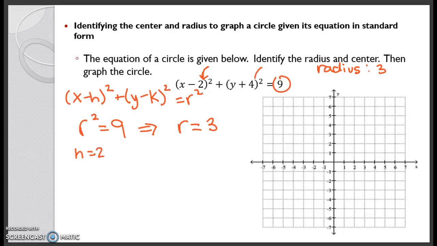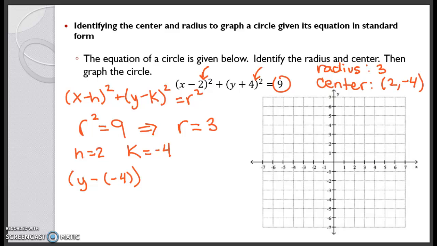What about this one? y plus 4. Our equation is always y minus k. So how do I get a plus 4? Well, I get a plus by going y minus negative 4, right? So what is k? k equals negative 4. So where's my center? My center is at (2, -4).